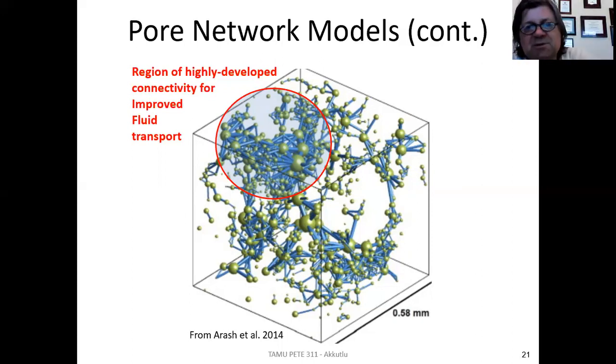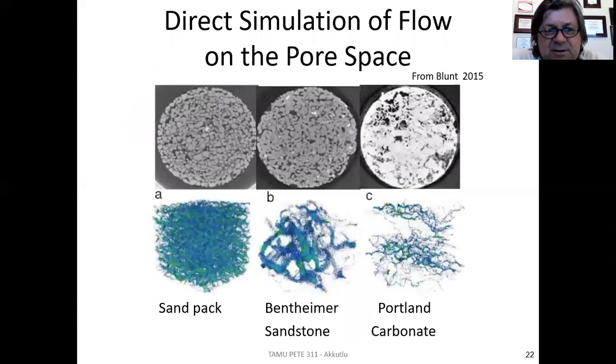So there are many images like this. I mean, here's another set, basically. You will see comparatively how a sandpack compares with Bentheimer sandstone and then a Portland carbonate. So these are A, B, C. On the top, you see the X-ray CT, and on the bottom, you see the pore network of the system that has been calculated numerically.